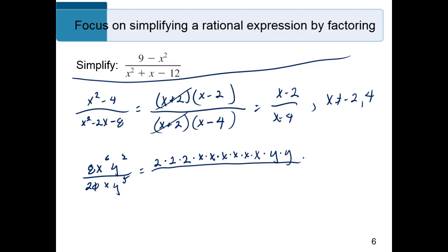How about 20? Smallest prime number that will go into 20. 2 times what? Say again? 10. Is 10 a prime number? No, it's 2 times 5. 5 is prime, so you've done it, okay? Then you have just one x there. Then you have 5 y's. Y times y times y times y times y.